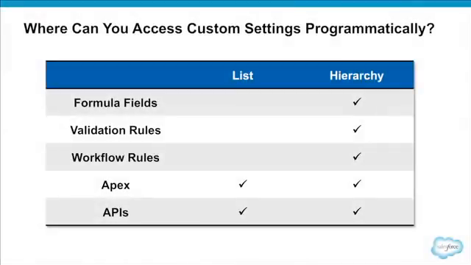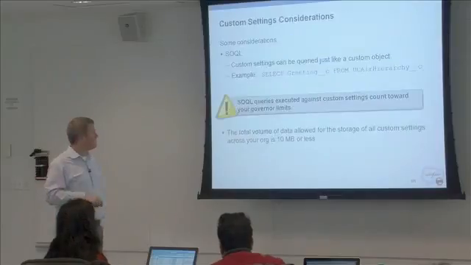Hierarchies can be used in formula fields, validation rules, and workflow rules. You'll see them as a global variable called $setup. And then in Apex, you can use both list and hierarchy. The reason you can only use these there is that you have to specify what you're looking up, and we can only really do that in Apex. We can't really do that in a formula field.